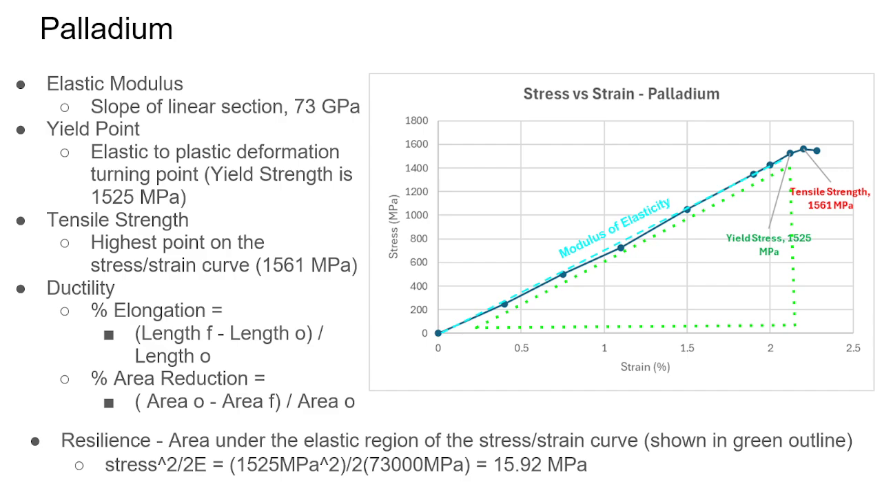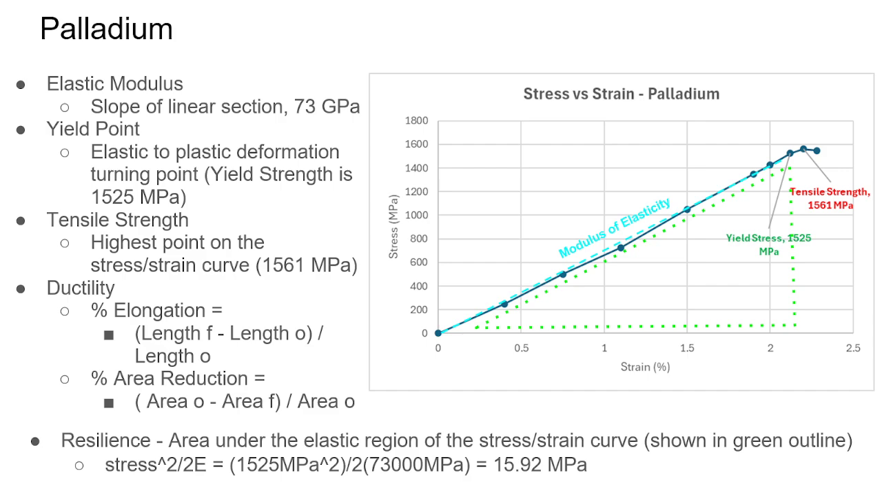Ductility can be looked at in two ways: the percent elongation and percent area reduction. As Jack said earlier, percent elongation is measured as the final length minus the original length divided by the original length. The data that we looked at didn't give the initial length and the final length, so we don't have specific numbers for those.